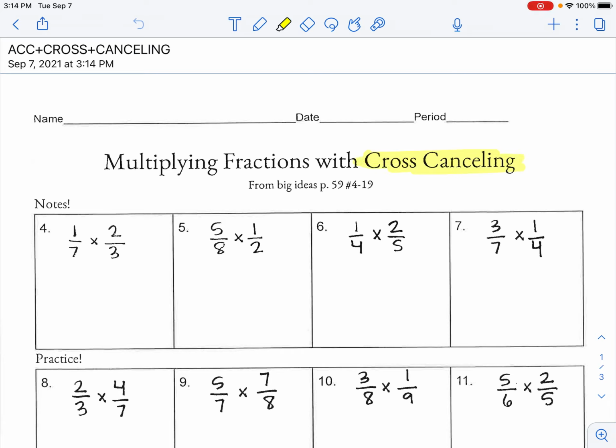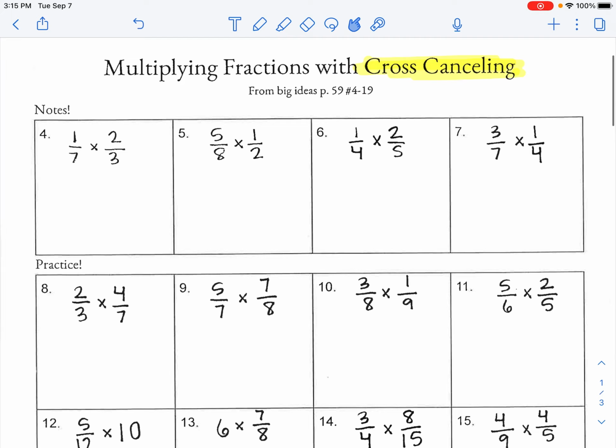called cross-canceling. So when we multiply fractions, we want to be dealing with the smallest numbers possible. If you multiply the numbers that you're given, you almost always will have to reduce your answer. But if you cross cancel before you do your multiplying, you almost always will not have to reduce your answer. Sometimes, but not always. All right, so let's take a look and see what cross canceling means.